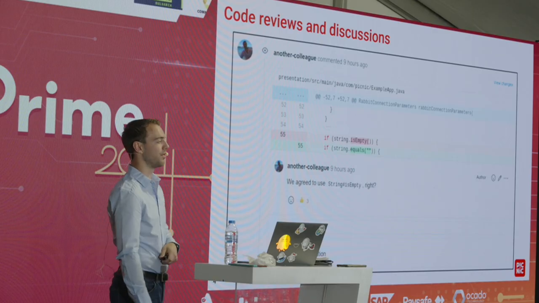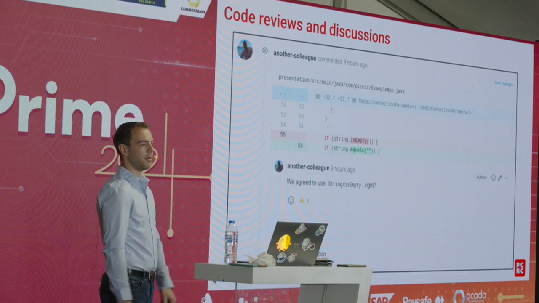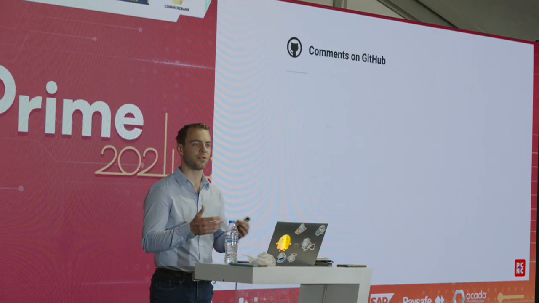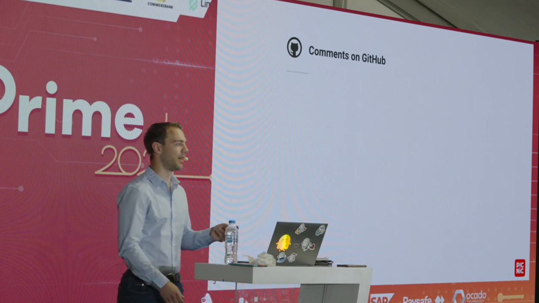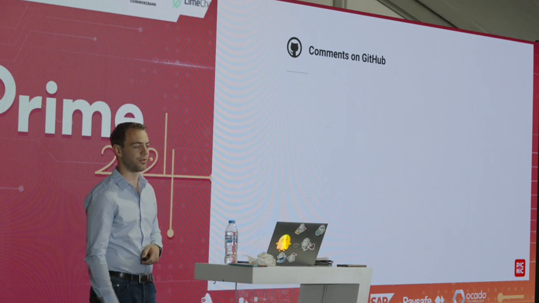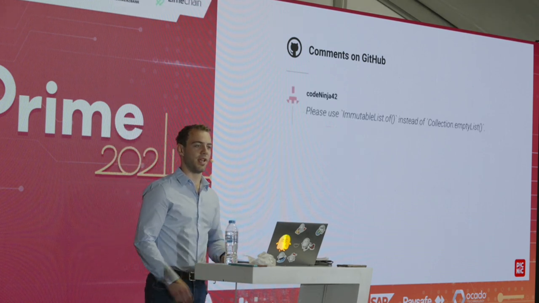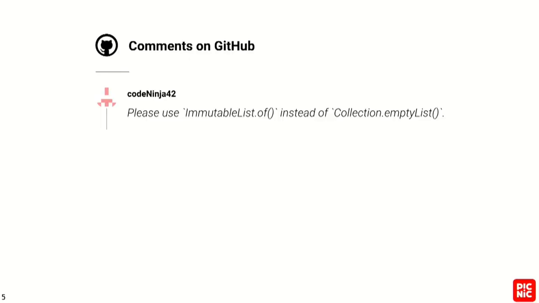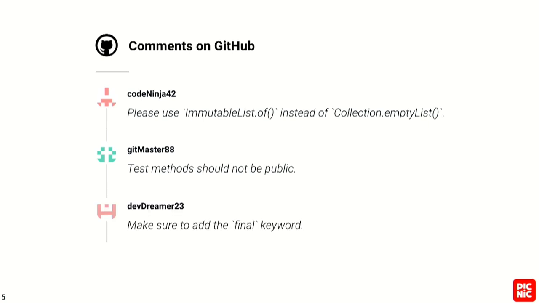Those things are way more important during code review. Let me give you a few other quick examples of some of the comments that we would like to automate and things that you can actually see during the code review. One example is, hey, please use immutable list instead of collection.emptyList. Another one is, hey, test methods should not be public, or you forgot to add the final keyword somewhere.